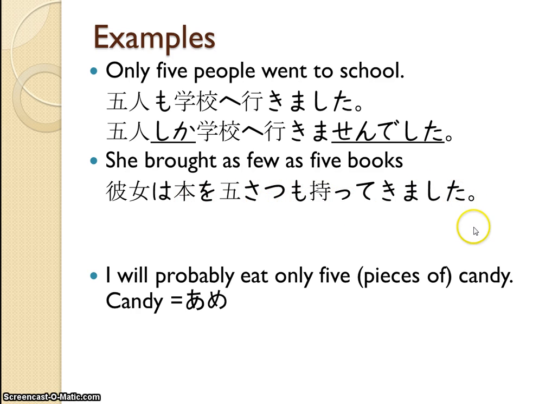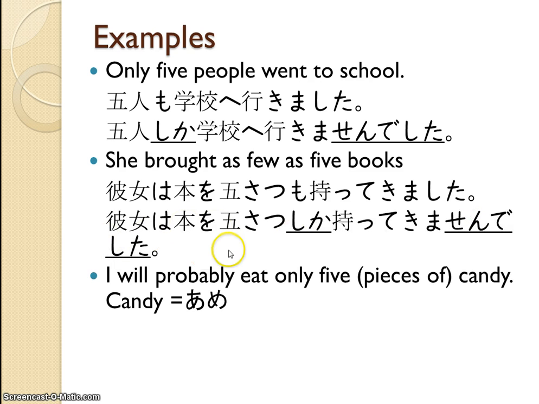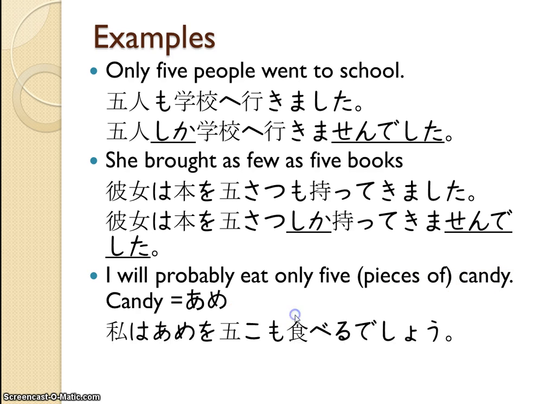Once again, past tense right here. So you would also do the same thing. 彼女は本を5冊しか持ってきませんでした. So this changes to as few as. Last one, I would probably eat only 5 pieces of candy. 私は飴を5個も食べるでしょう. That was the original one.